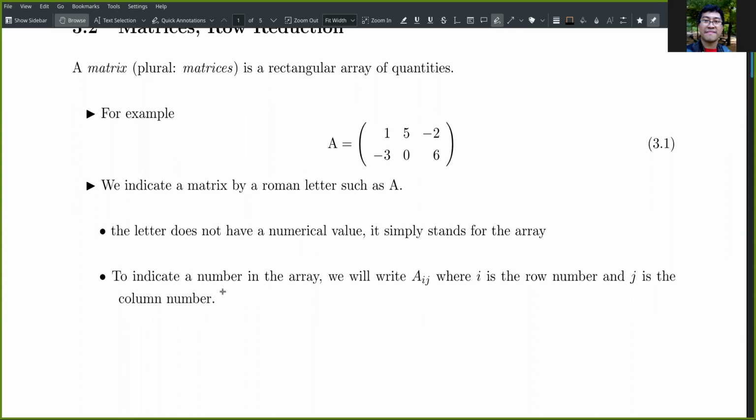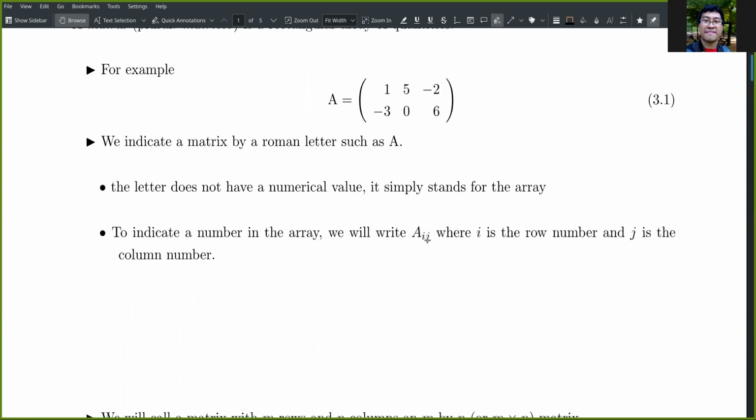To indicate a number in the array, we will write a subscript ij, where i is the row number and j is the column number. So here in this case, you have two rows, row 1 and row 2, and three columns, column 1, 2, and 3.